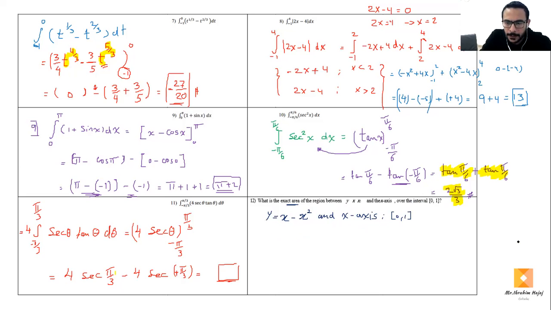To find it, if we sketch a quick graph, guys, of this function x minus x squared. This is just an integral, right? You just have to integrate x minus x squared because it's with the x-axis. I will stop sharing and I will open Desmos. I will graph this function and see how it looks with the x-axis.